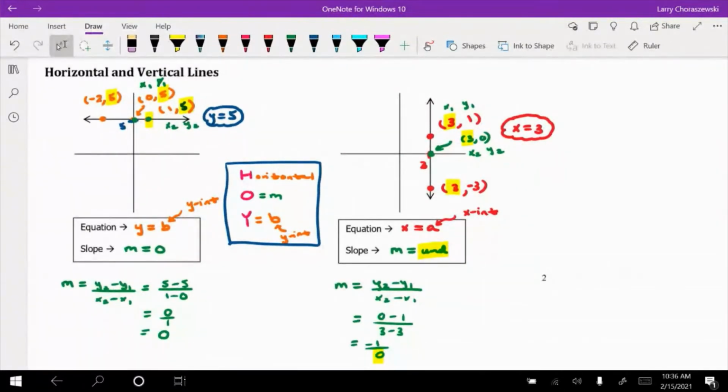The other acronym is for vertical lines, as you might expect. And this is VUX. Emphasis on the V. All right, so VUX, as you might expect. The V part of this stands for vertical. The U stands for undefined. I'm going to say UND is equal to the slope. And X stands for the format of the equation, which is x equals a, where a is the x-intercept.